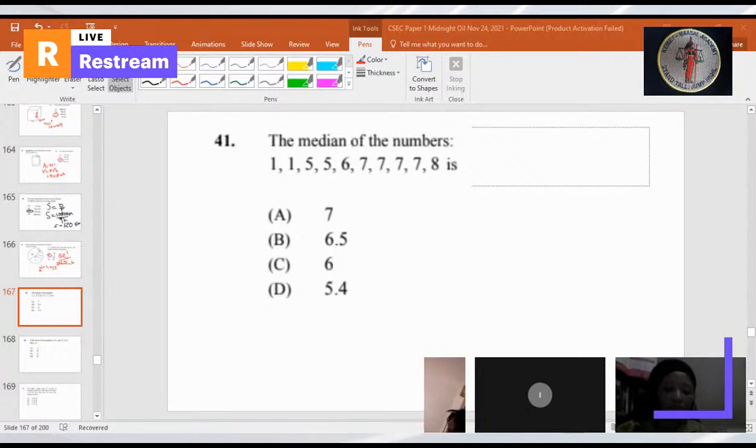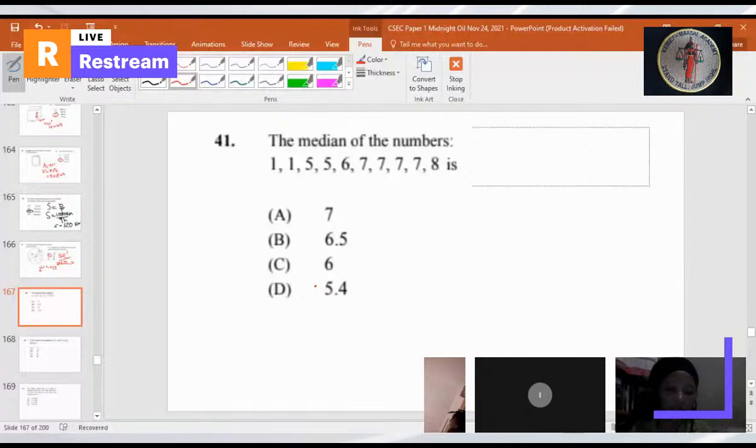6 and 7. All right, so whenever we have two numbers falling in the middle for the median, what do we do? We put the number that would come between both of them, which is 6.5. We add the numbers, 6 and 7, and divide by 2. We would get 6.5.